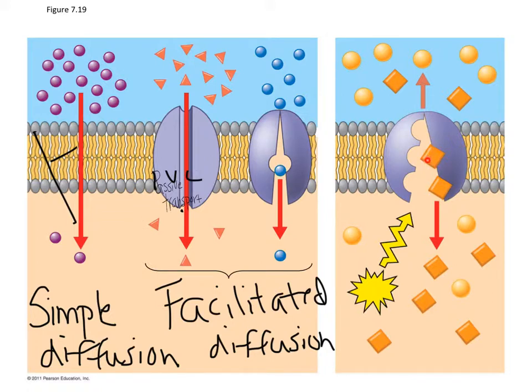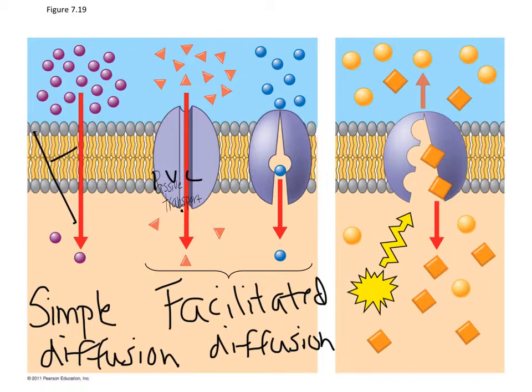In this case, we're moving the diamonds from where there's more concentrated diamonds to less concentrated diamonds. And the same with the circles. There's also a process called active transport. It's another type of transport. In this case, we're going against the concentration gradient. You can see here are our diamonds. The diamonds are going from where they are less concentrated to where they are more concentrated.